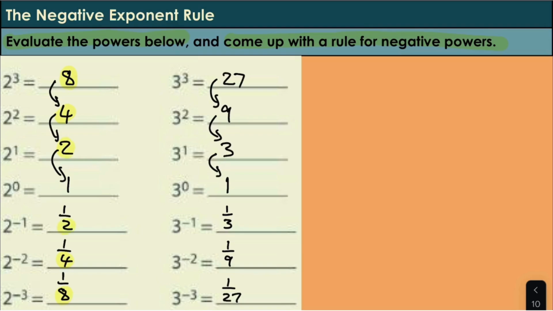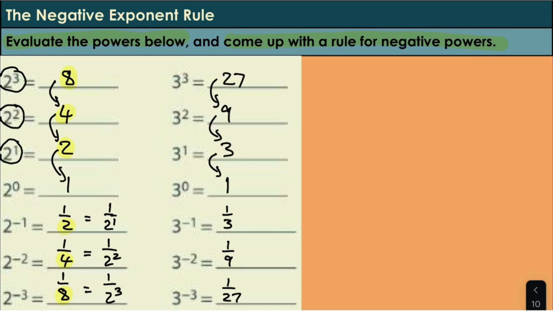Now following that pattern, we then know that 1/2 is exactly the same as 1/2 to the 1, because we know that 2 is the same as 2 to the 1. We also know that 1/4 is the same as 1/2 squared, because 4 is 2 squared. 1/8 is the same as 1/2 cubed, because 8 is 2 cubed.